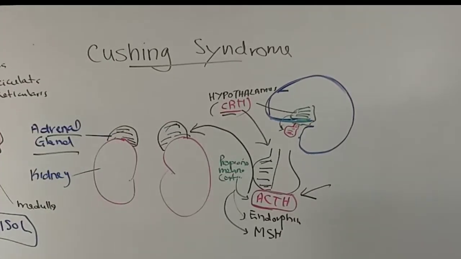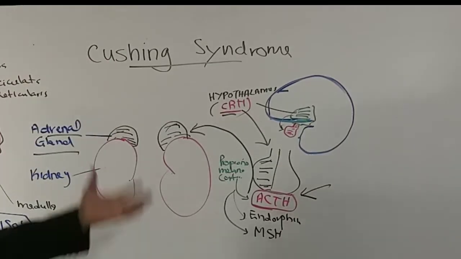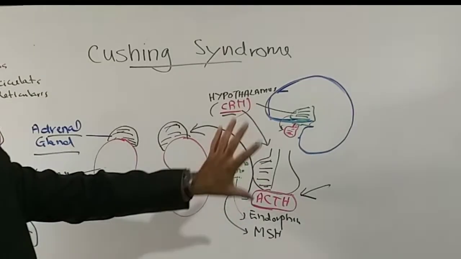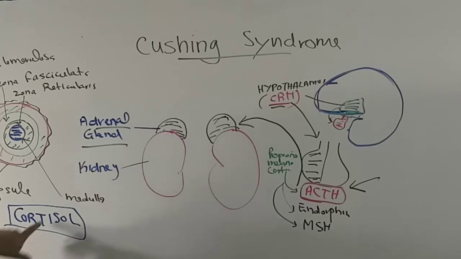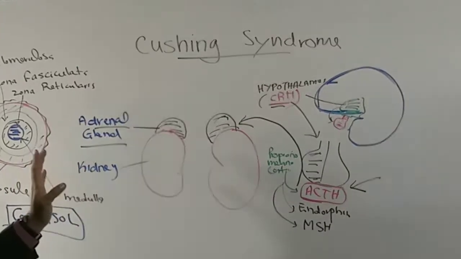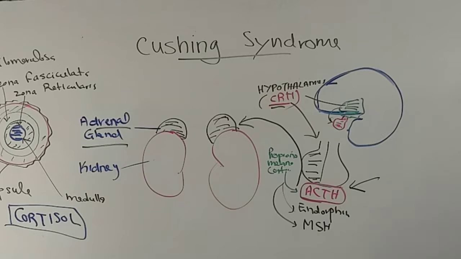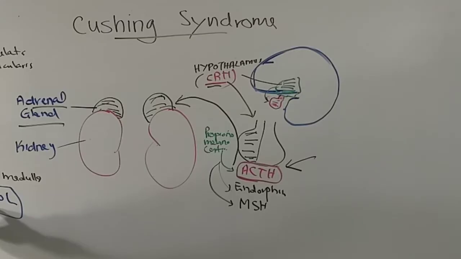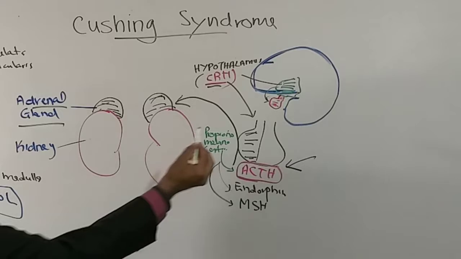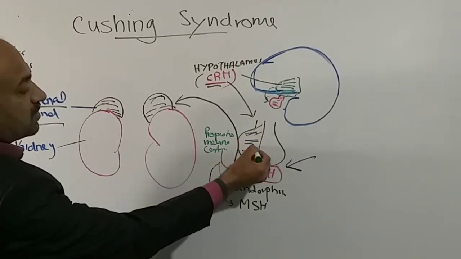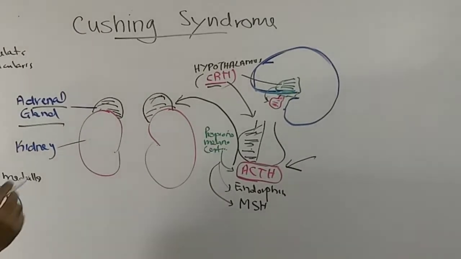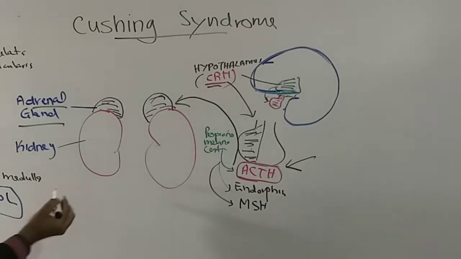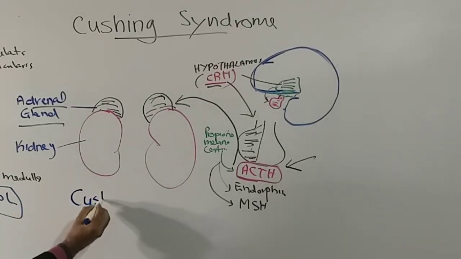Whatever the reason, whether it is an exogenous source or from inside the body, whenever there is increased concentration of cortisol in our body, we will call it Cushing syndrome. Now, those patients who have higher cortisol because of some problem with the anterior pituitary, it may be a tumor of the anterior pituitary, that condition will be known as Cushing disease rather than Cushing syndrome.